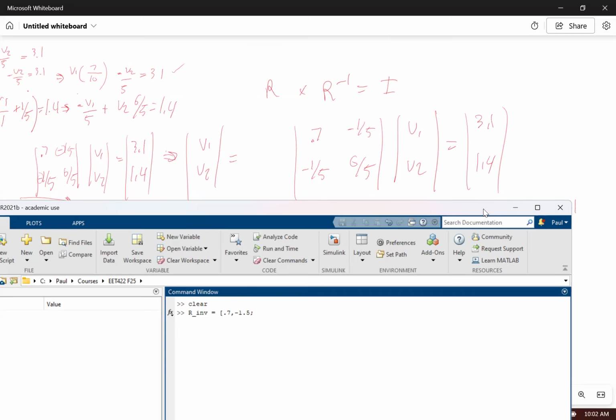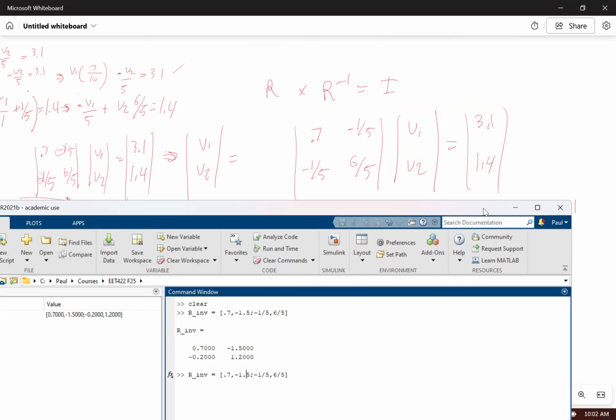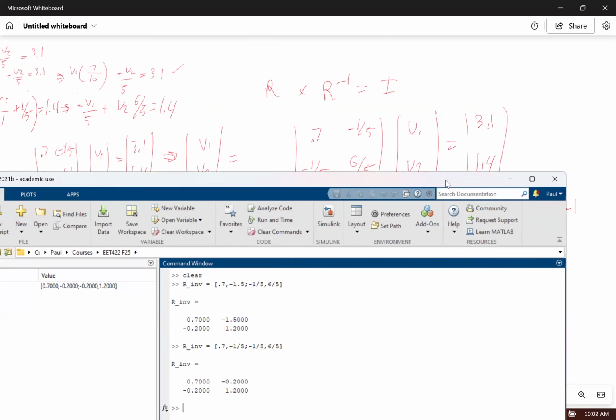My second row is going to be minus 1/5 and 6/5. Now I'm going to close the matrix and hit enter. Does that look like my original matrix? It does not, because I put a point here. I meant divide by. So, does that look like my original matrix? 0.7, minus 1/5, minus 1/5, and 6/5.